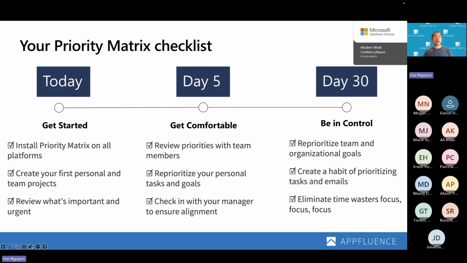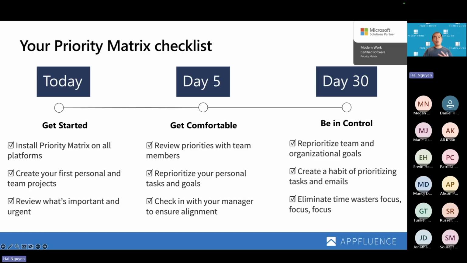What that means is after today's presentation, you should be installing Priority Matrix on all your platforms, whether that's Mac, Windows, Microsoft Teams, Outlook, web. Priority Matrix exists on all of those devices. And one of the things that makes us unique is being everywhere. That allows you to always check on your priorities, capture the things that you need to do, and actually just get them done.